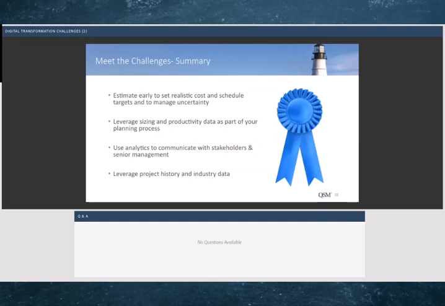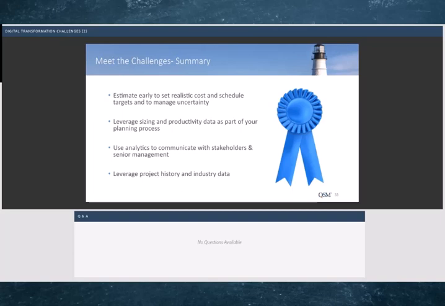And that pretty much brings me to my close here. So summary overall, to meet these challenges, which are these planning and control types of challenges, we want to estimate early. We want to set realistic schedules and targets and costs. We want to be able to manage uncertainty. That's huge because there's going to be a ton of uncertainty. We want to manage that in the solutions that we use to solve the problem. Not only do we want to look at cost and schedule, we also want to look at sizing and productivity data.